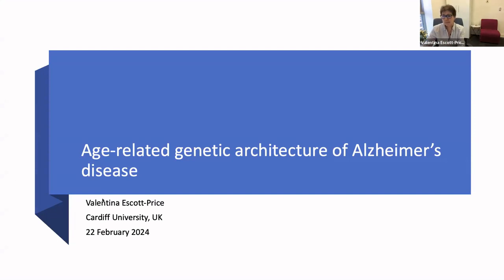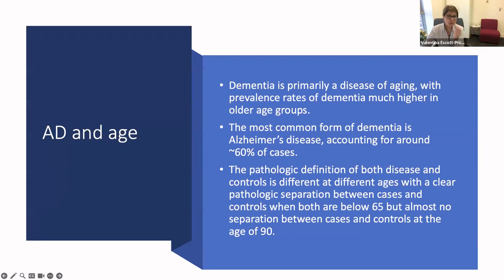So, as you know, dementia, to start with a broader definition, is primarily a disease of aging, and the prevalence of dementia increases with age. Everybody knows that. I will be talking about Alzheimer's disease because it's the most common form of dementia. About 60% of cases of dementia are diagnosed as Alzheimer's disease, and it's the most studied. So the largest data is available for Alzheimer's disease, less so for other types of dementia.